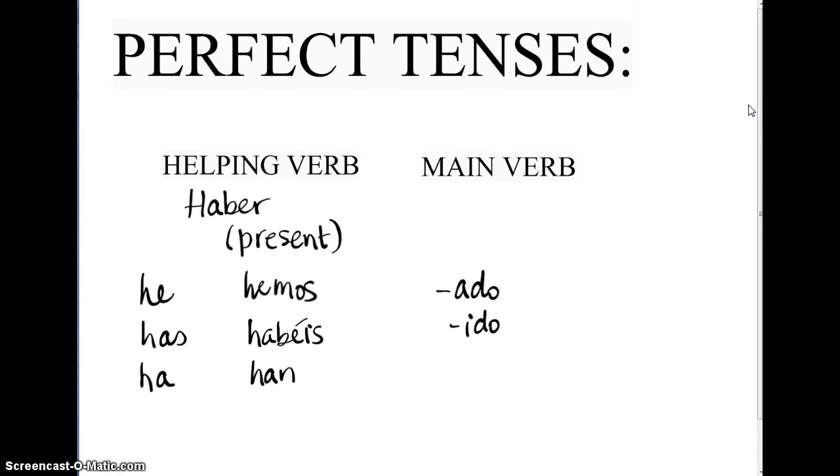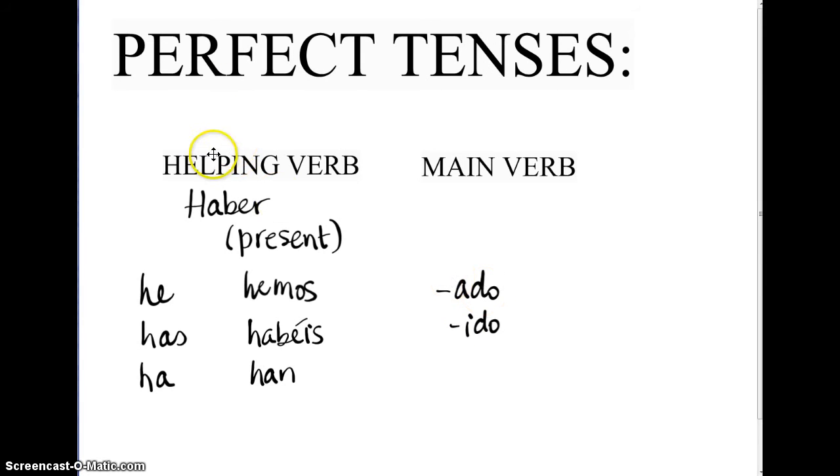for AR verbs you take out the AR and put ado, and for the ER and IR verbs you take out the ER or IR and put ido. In the past participle, we also have some irregulars that get an accent, like leído or creído, and we have some that are totally irregular, like dicho, hecho, puesto, visto, and so forth.